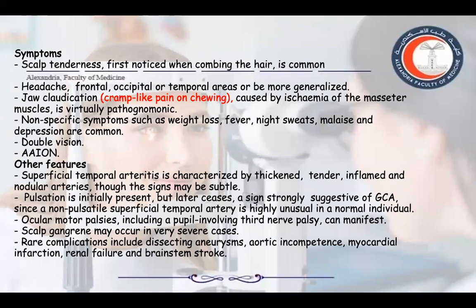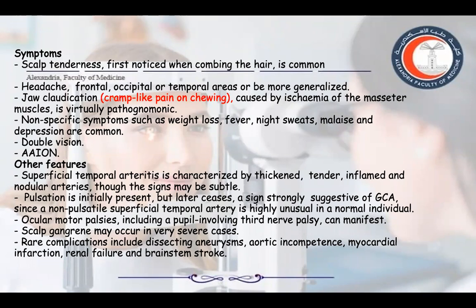There are some non-specific symptoms such as weight loss, fever, night sweats, malaise, depression, and double vision. I will discuss the arteritic anterior ischemic optic neuropathy with you later in the following slides. Other features: superficial temporal arteritis, characterized by the artery itself being thickened. This is inflammation: thickened, tender, inflamed, nodular arteries.